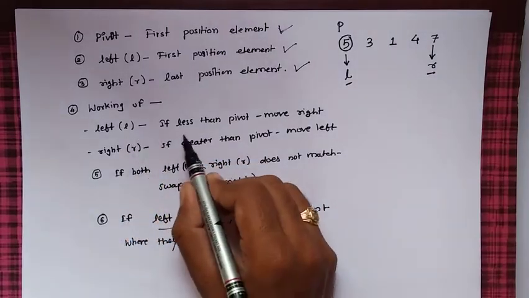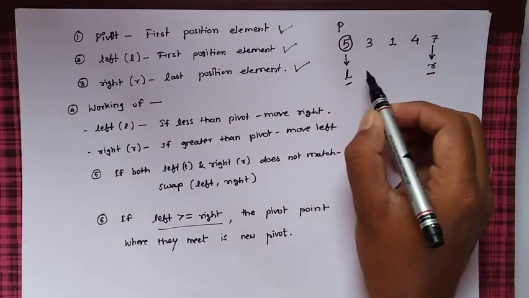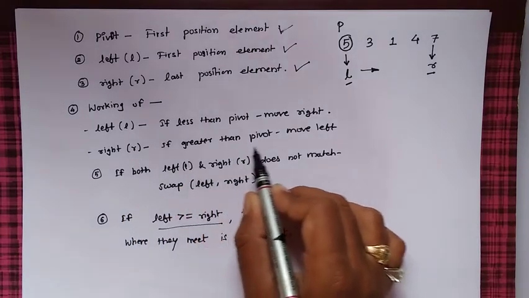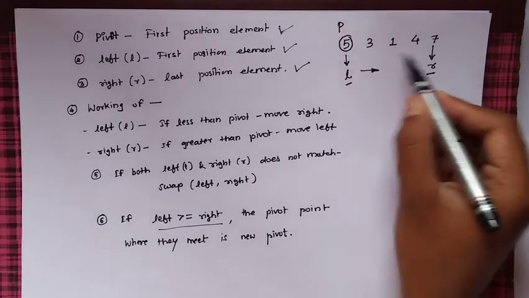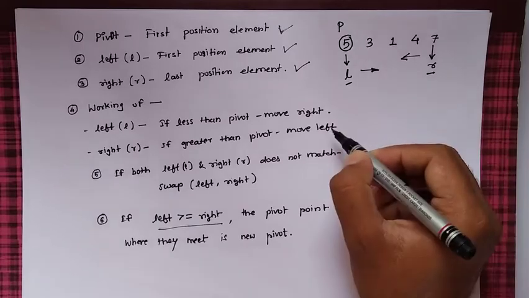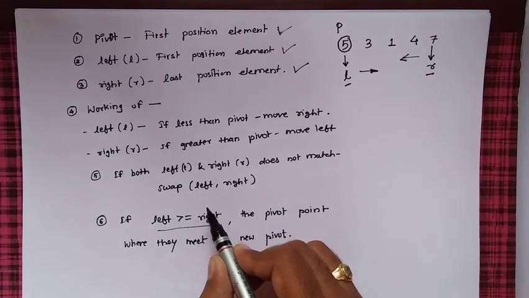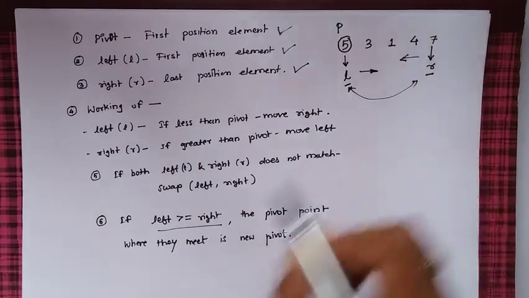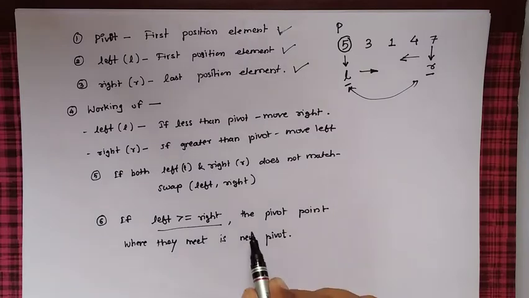The working of left is: if it is less than the pivot, then we need to move it to the right. Also the right, R: if it is greater than the pivot, then move to the left. It means that if the value of R is greater than the pivot, we move to the left side. Next, if left and right do not match, we need to swap left with right. Also, if left is greater than or equal to right, then that is the point where they meet, the new pivot point.